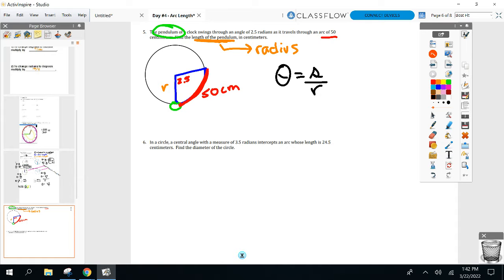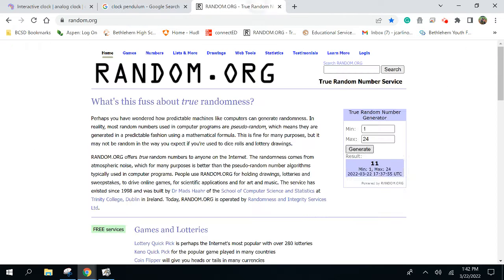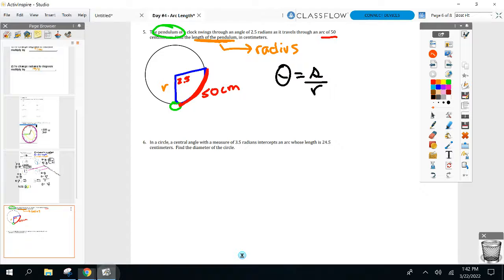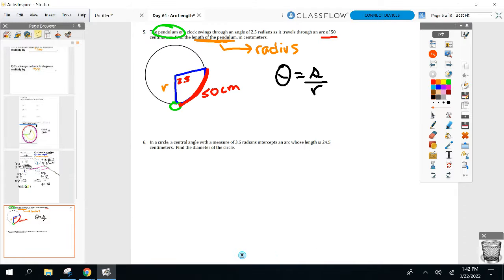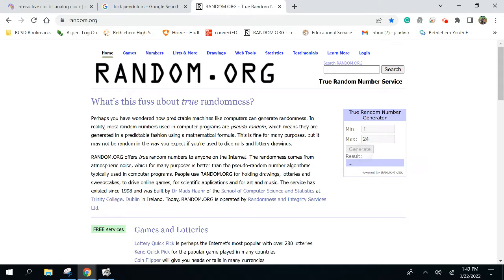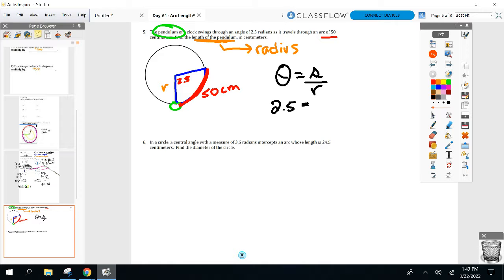All right, what are you plugging in for theta then? What are we plugging in for theta? Theta is my arc length or angle measure? Arc length. Or angle length. The central angle. Okay, let's redo that question now. What's my central angle in radians? 2.5. What's getting plugged in for S now? 50, the arc length over R, and now we can cross multiply.